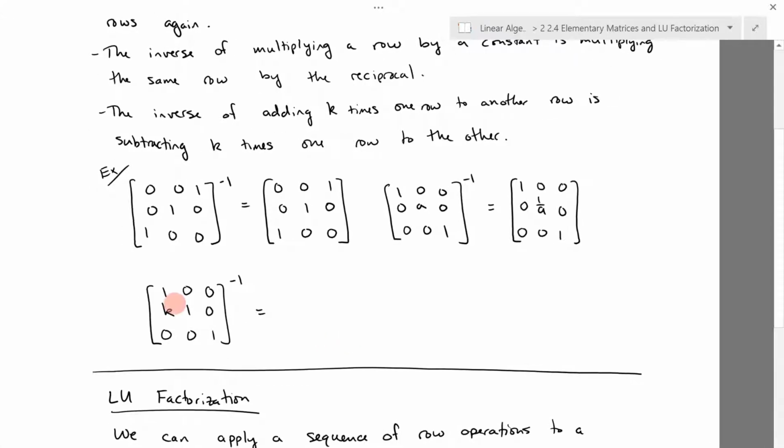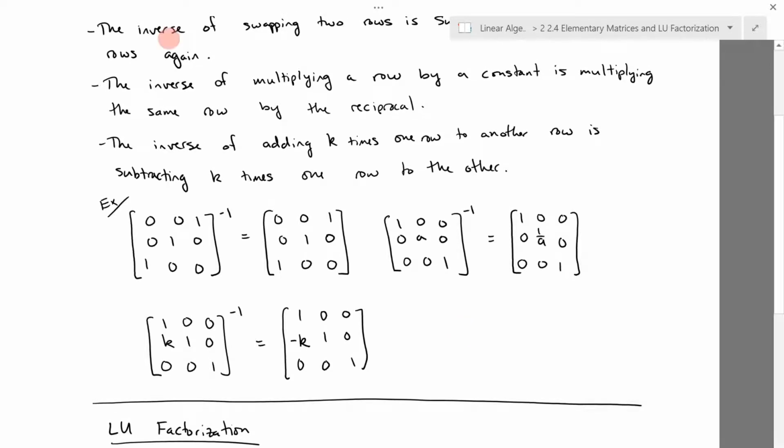And then finally, this last type of matrix is where you're multiplying k times the first row and adding it to the second row. So to undo that, you would just subtract k times the first row from the second row. Subtracting k would give you a minus k in that entry, and all the other entries stay the same. You can check by doing the matrix multiplication that these are actually the inverse elementary matrices. Again, it's fairly easy to determine the inverse matrix of an elementary matrix.